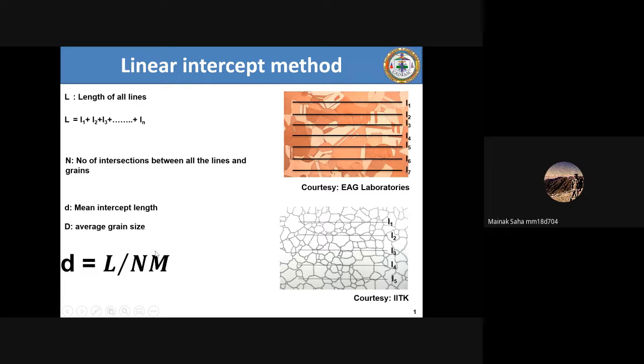Suppose this is 100x, so you put M as 100, and suppose N is equal to 56, and L is some amount. Then you will get D, right? That is the mean intercept length.